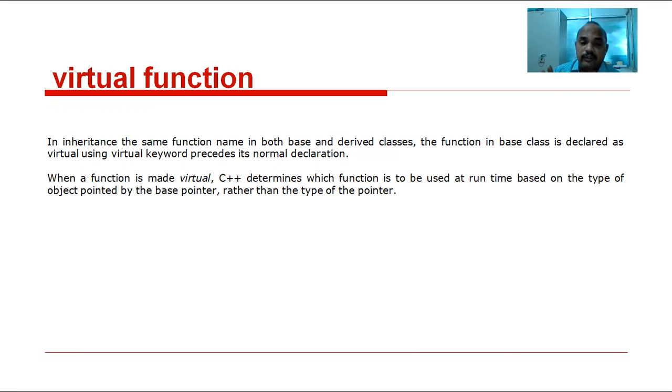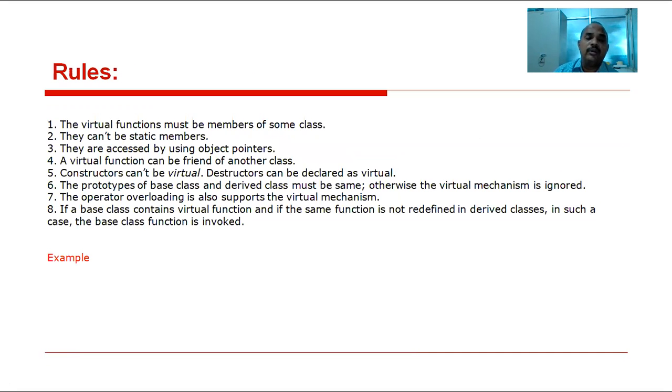So here, simply define the base class member function as virtual. There is no need to use the virtual keyword in the derived class member function. At runtime, C++ executes the virtual functions based on the calling, determining which function to use based on the type of object pointed to by the base pointer rather than the type of the pointer. So these are the rules for virtual functions.